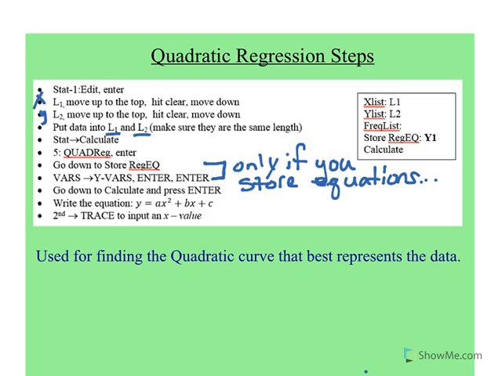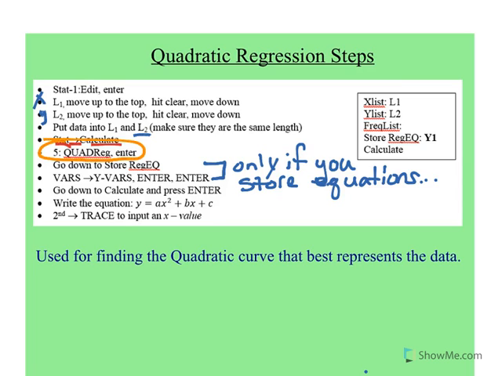Once you've put your data into L1 and L2, the next step is we hit Stat, we slide over to the right, and we hit Calculate. We've done this many times before, so this should sound kind of familiar. Once you do Stat, slide over to Calculate, then you're going to go down to number 5, quadratic regression. We're looking at quadratics this whole unit, so you're going to hit number 5, quadratic regression, and then hit enter.